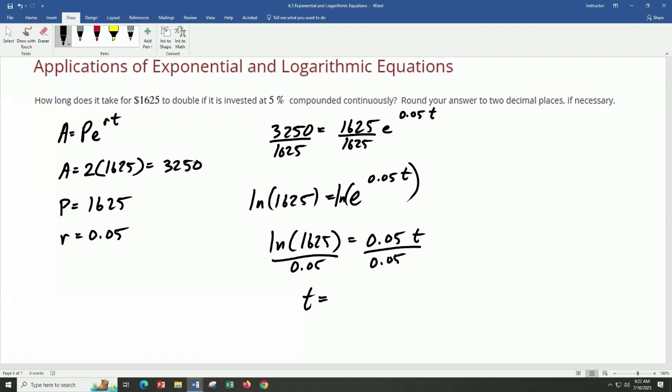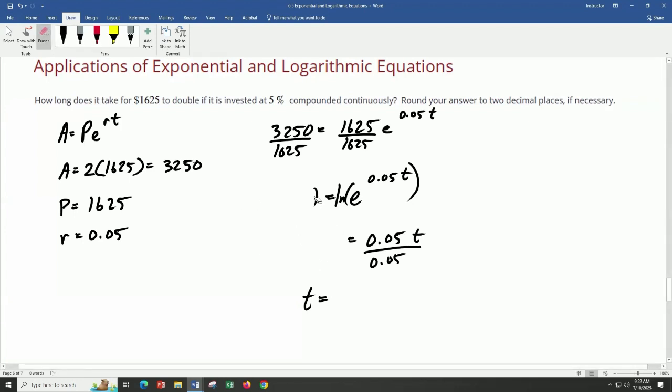Oh, you know what I did wrong here? Let me see it. I should put a 2 there, shouldn't I? Two. I got hooked up on my LNs. So what should I have here now? Take the ln of 2. I knew it wasn't going to be 147 years.